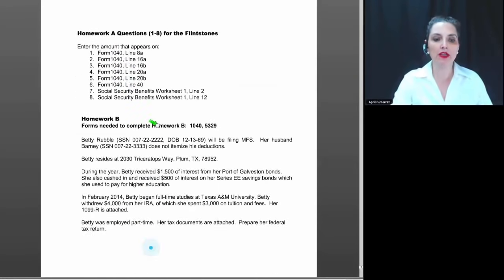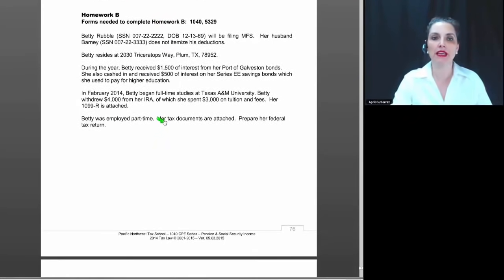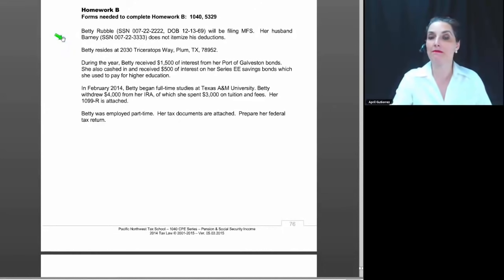And the next assignment we're going to look at is another super simple assignment. This one involves preparation of Form 5329. In this assignment, we have a character named Betty Rubble, and she is married filing separate. Her husband, Barney, did not itemize his deductions. Betty resides at 2030 Triceratops Way, and during the year, she received $1,500 of interest from her Port of Galveston bonds, and she also cashed in and received $500 of interest on her Series EE savings bonds, which she used to pay for higher education.